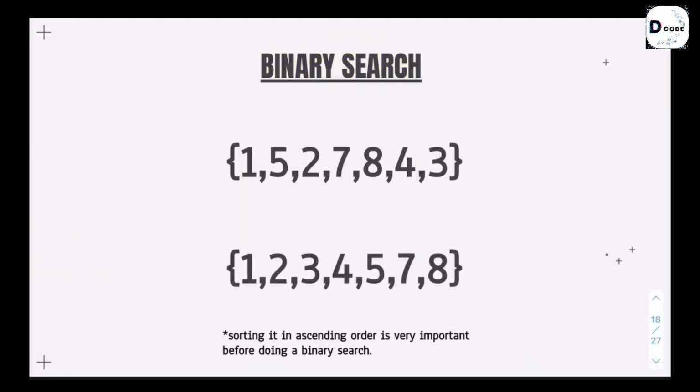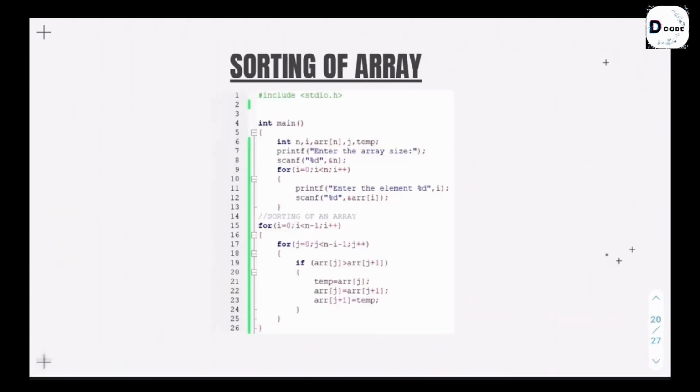So for binary search, we know that we have to sort the elements in ascending order, which is very important. But the user has given you the elements in a random way, like 1, 5, 2, 7, 8, 4, 3. These are in random order, right? Now how do we arrange them in ascending order? Let's see the logic for it. Always remember, the standard way to arrange values in ascending order is by swapping. In swapping, we create a temp variable which stores the element temporarily.